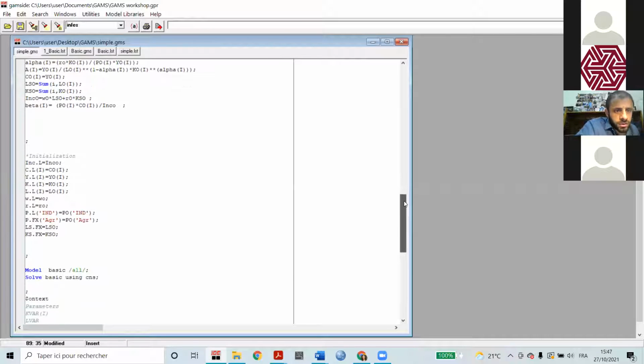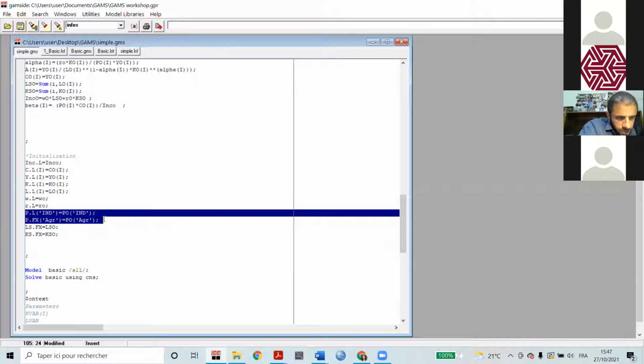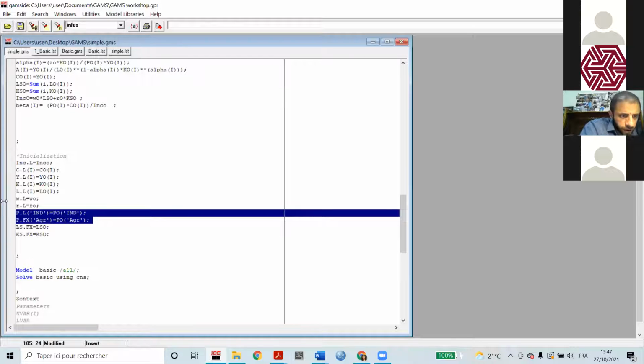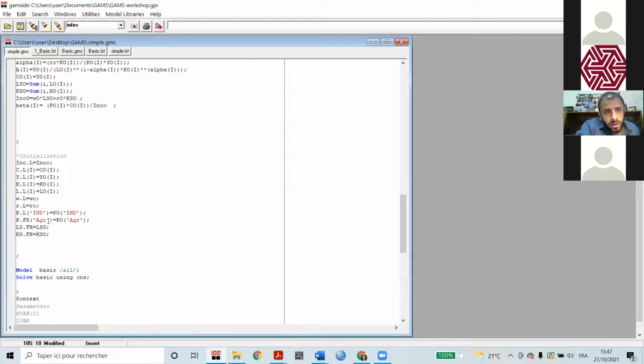Okay, so here what Rania did is correct, but in general, as you can see here in line, yes, this line, what is the number? Yes, so 105 and 106 probably, or 104 and 105. So what Rania did here is that she declared the price of industry as variable and the price of agriculture constant. In this model, it's correct. There is no problem.